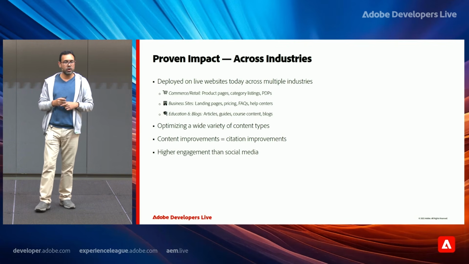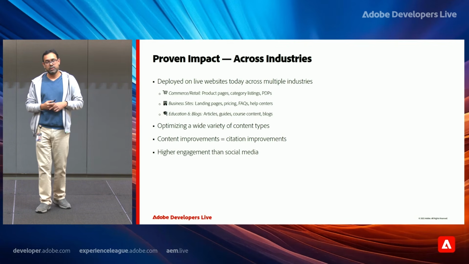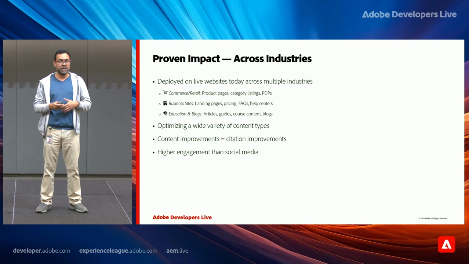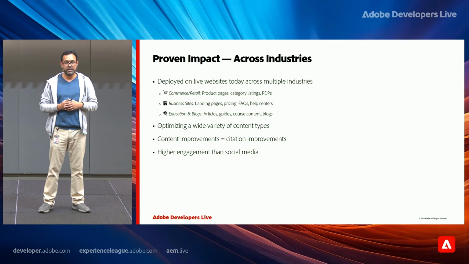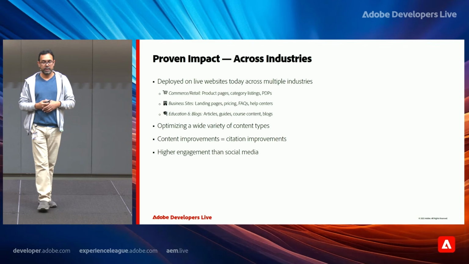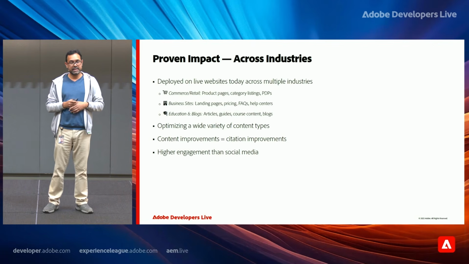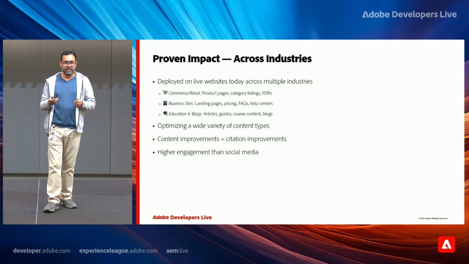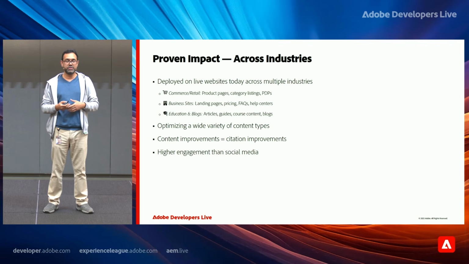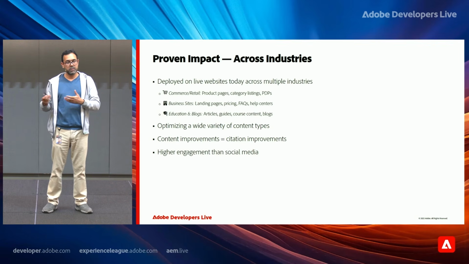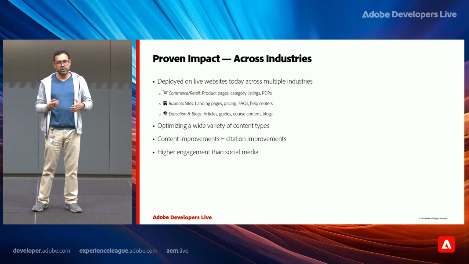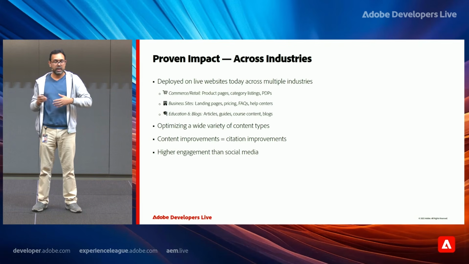Then, if I talk about the scale, this LLM optimizer and optimization on Edge is already helping a wide range of websites across different types of content. In the commerce and retail sector, think of product pages, product listings, or PDPs. These websites want ChatGPT or other AI agents to see their products and recommend them to users. And then business websites have landing pages, FAQs, help centers, etc. These pages answer real questions, and that's exactly what AI is looking for.